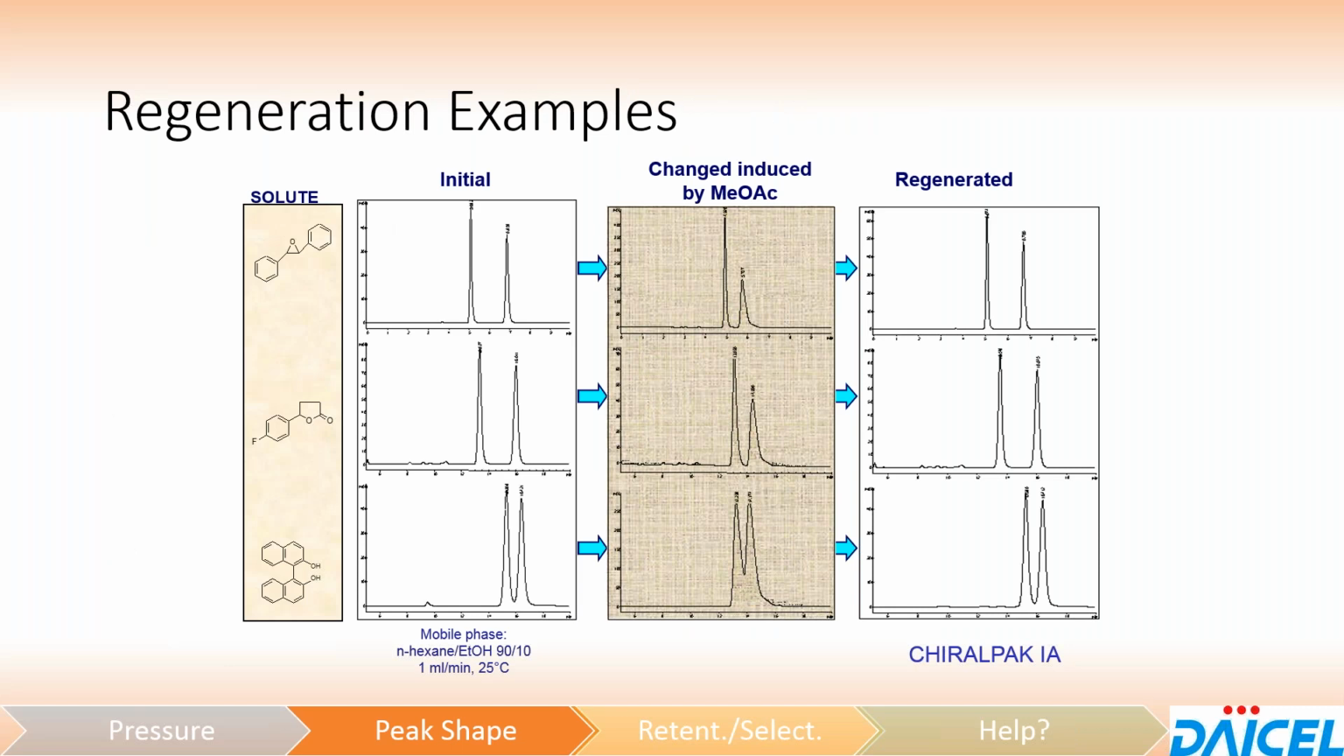So this is an example of an IA column running a hexane, ethanol, a normal phase, mobile phase, and 3 sample analytes over here. The sample solvent itself actually contained methyl acetate as an injection solvent, and so over time you actually see a degradation in the chromatography induced simply by the sample solvent. But if you take the column and regenerate it through a regeneration process that we have, you can actually restore the chromatography. So sometimes all is not lost. If you do see changes in your peak shape, there's a chance that you might be able to save it. And that's something that we can definitely help walk you through.